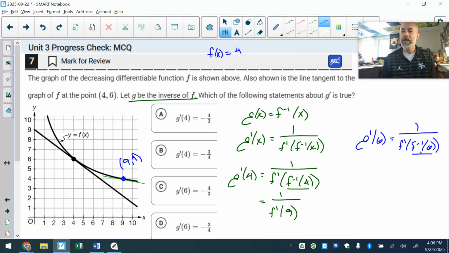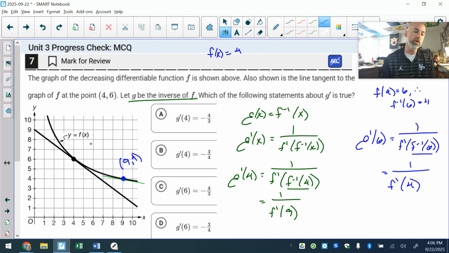And so over here, I need to know when f of x is equal to 6, and I can look over here, and we actually have a nice clean point right here. f of 4 is equal to 6, therefore f inverse of 6 is equal to 4, and so now I can put that in here, 1 over f prime of f inverse of 6, which is 4, and f prime of 4 is the slope of the curve at 4, which they conveniently gave us that tangent line.